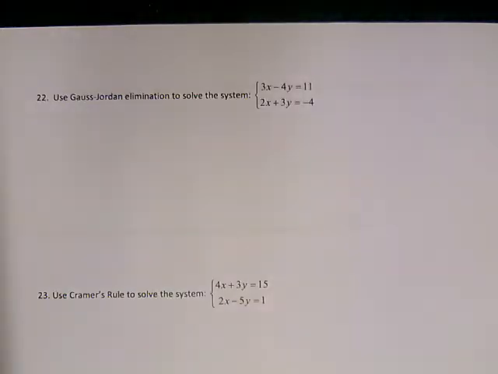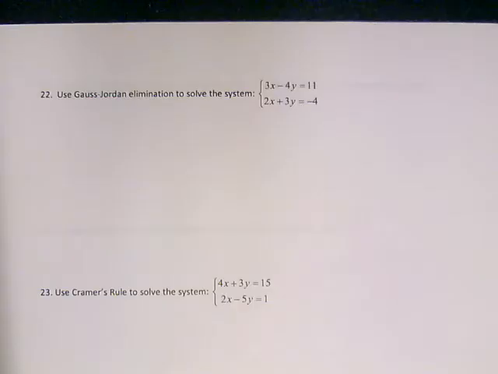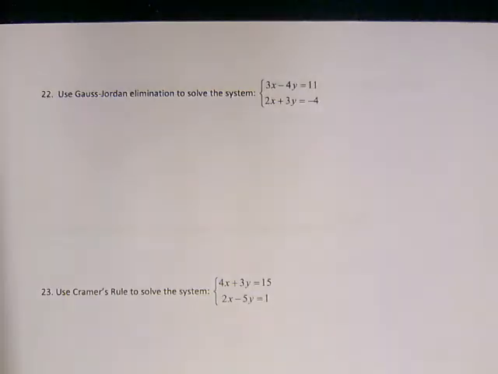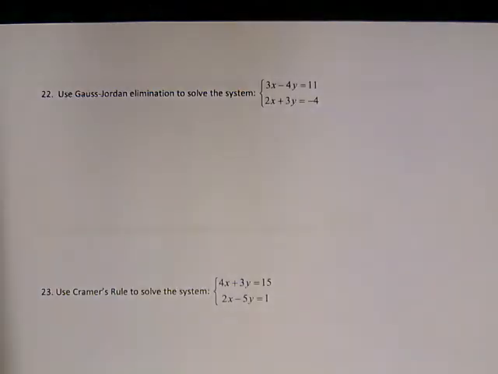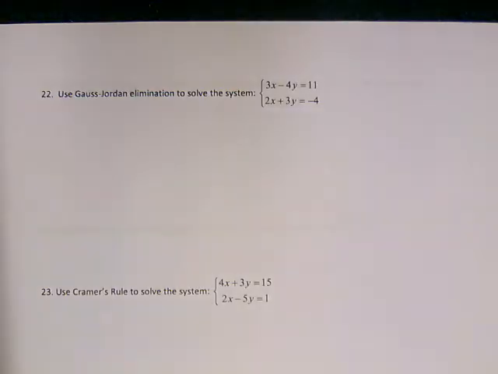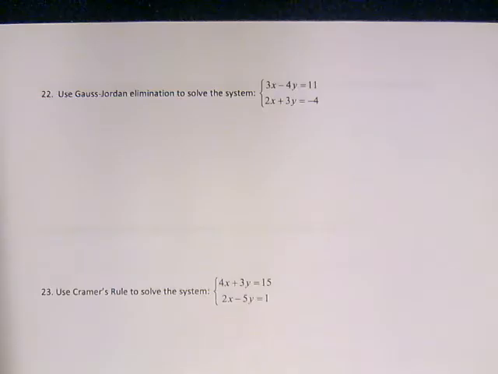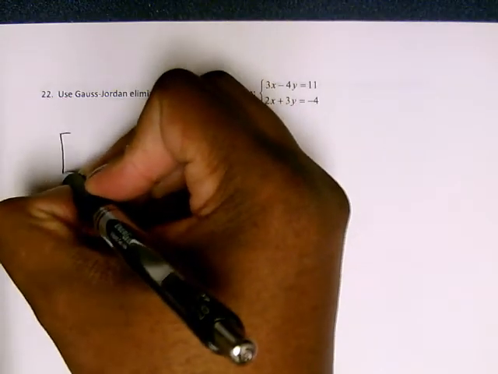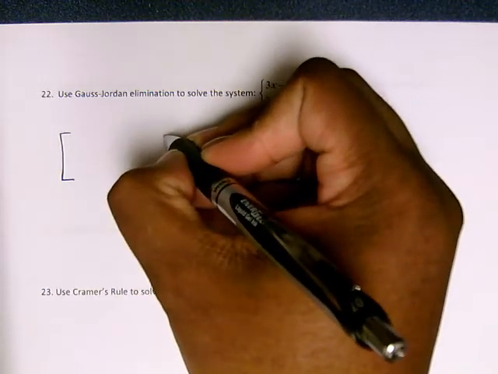All right, problem number 22. Here we're going to use the Gauss-Jordan elimination to solve the system. Here we got 3x minus 4y equal to 11, and 2x plus 3y is equal to negative 4. In this case, you're going to use the graphing calculator to do this. In class, I showed you how to use the reduced row echelon form on your calculator to come up with your x and your y values. But on the test, I would expect for you to write this as an augmented matrix.